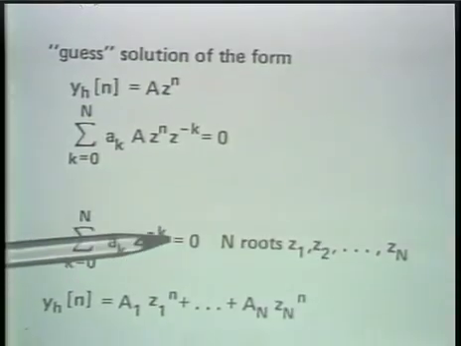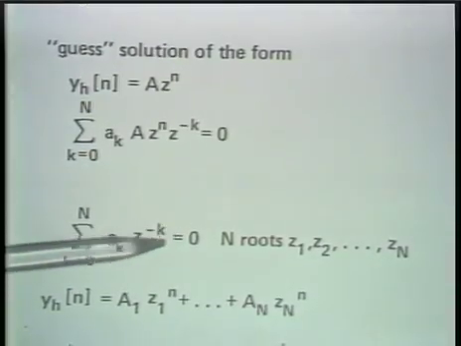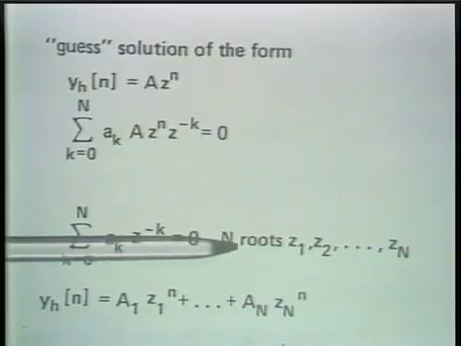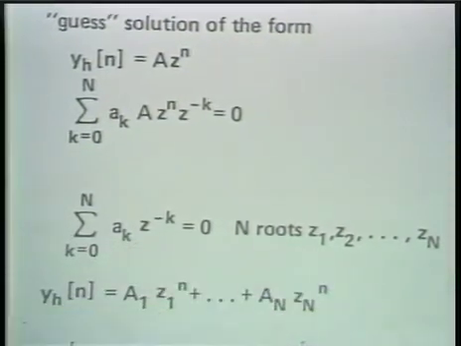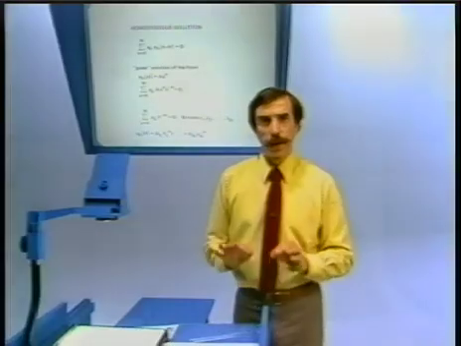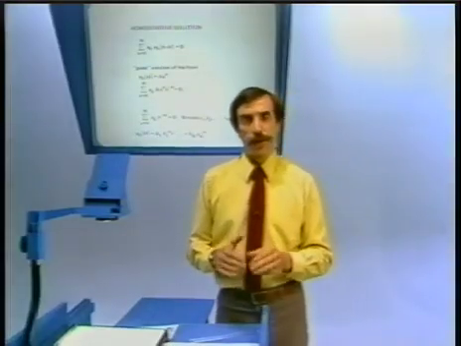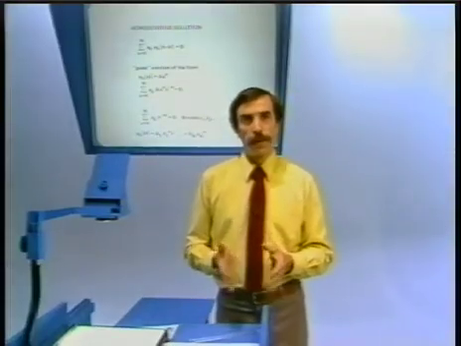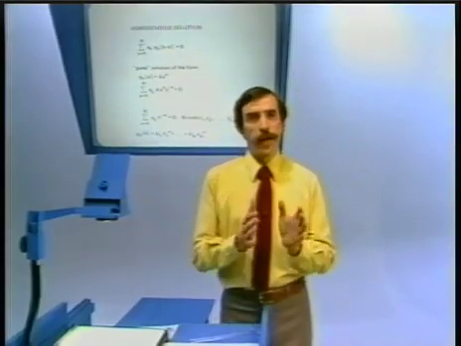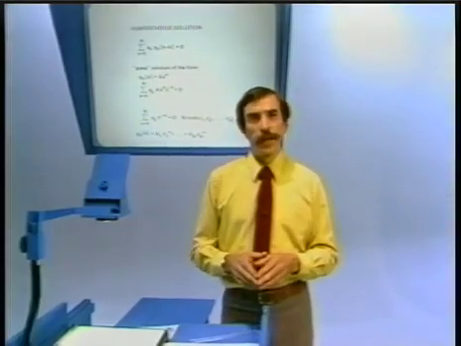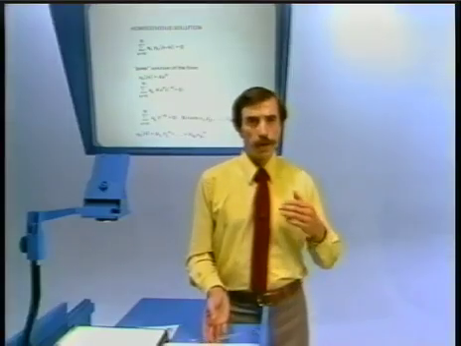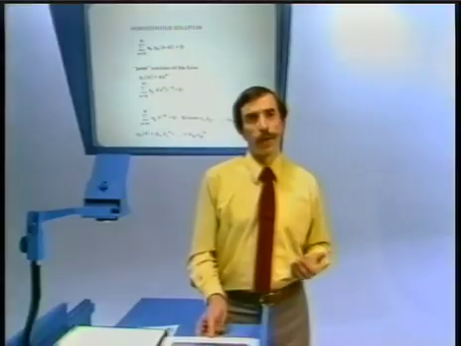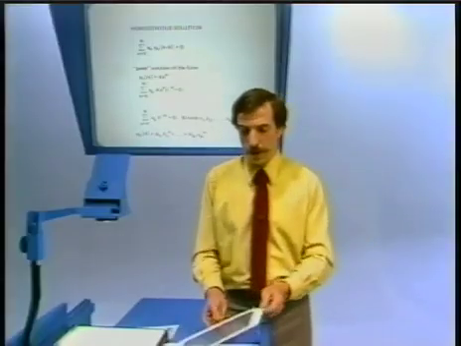And there are n roots, z1 through zn. And so finally, the form for the homogeneous solution is a linear combination of capital N exponentials, where capital N is the order of the equation. With each of those exponentials, the amplitude factor is undetermined and needs to be determined in some way through the imposition of appropriate initial conditions or boundary conditions.